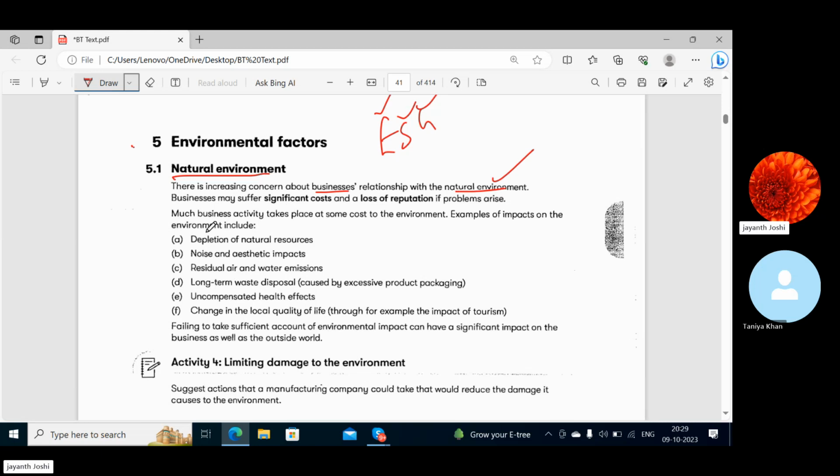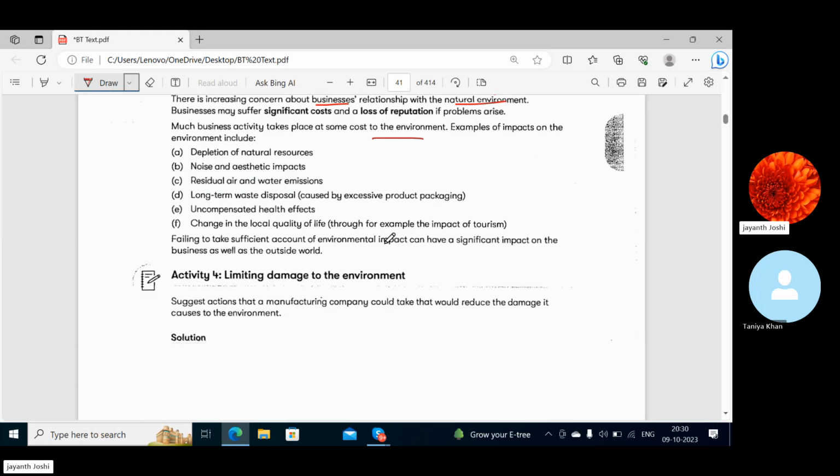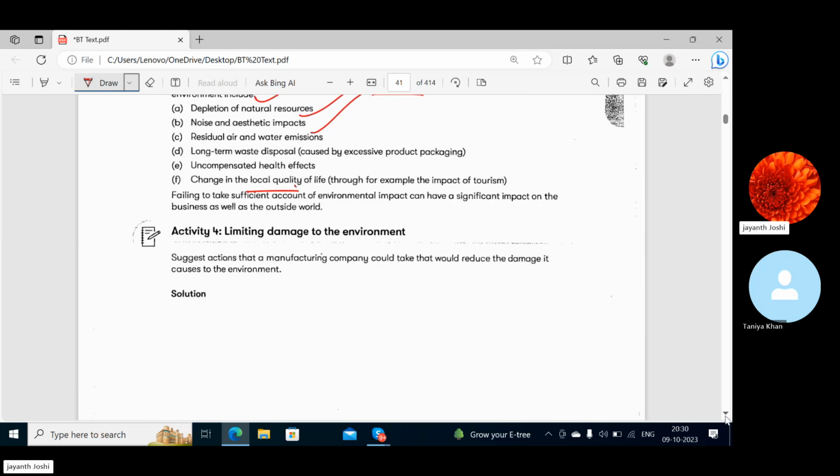If they are very big polluters, they can be punished or penalized with a lot of fines, okay? So much business activity takes place at some cost to the environment. Examples of environmental impacts include depletion of natural resources, noise and aesthetic impacts, air pollution, water pollution, long-term waste disposal, unforeseen health effects, and change in the local quality of life. They give employment. We don't say they don't give employment, but these are all factors which are very important to be considered. They spoil the environment as well.